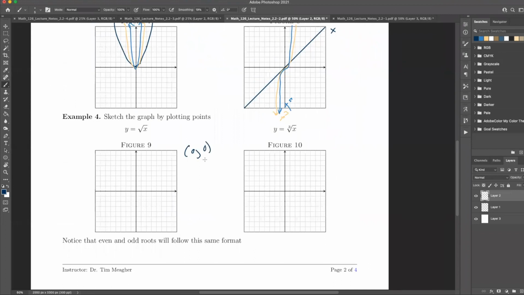So from 0 to 0. If I plug in 0, I get 0 back. If I plug in 1, I get 1 back. If I plug in 4, I get 2 back. The reason I'm choosing 4 this time is that it's a nice even number. If I plug in 9, I'll get 3 back. And here, if I plug in -1, I get undefined, right? So I don't get a point. So this is not really a point.